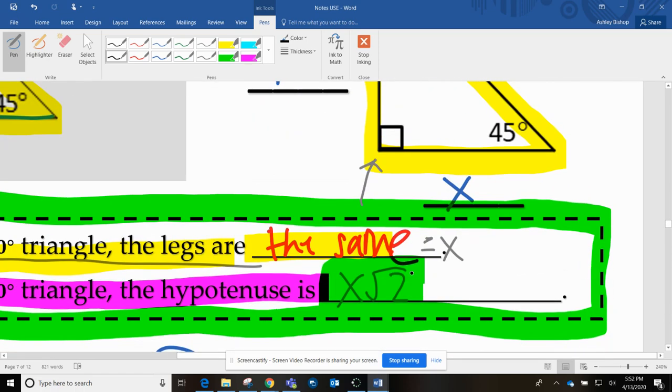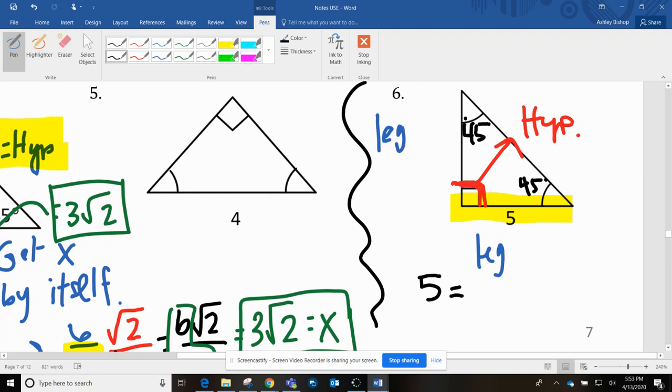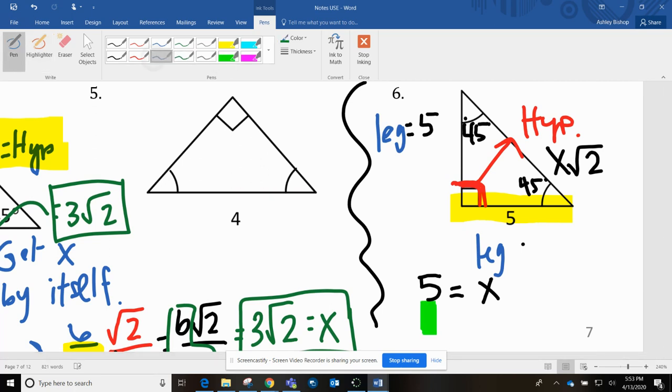In a 45-45-90-degree triangle, the legs are the same, which is also equal to x. So we were basically given x. X is equal to 5. And so if this leg is 5, then this leg is 5 because the legs are the same. And my hypotenuse, write down the rule for your hypotenuse. My hypotenuse is whatever x is times the square root of 2. But I found x. X is equal to 5. And so my hypotenuse is going to be equal to 5 times the square root of 2 because I just substituted x in. Okay.